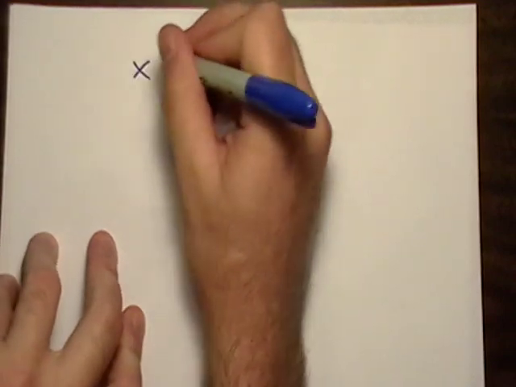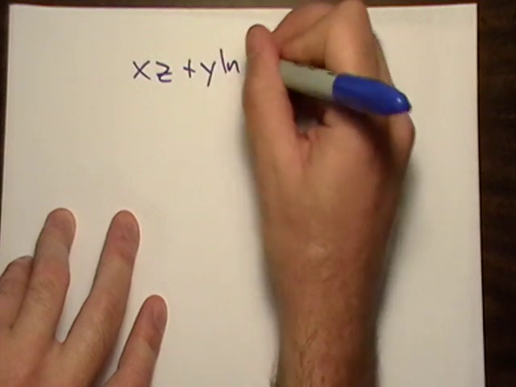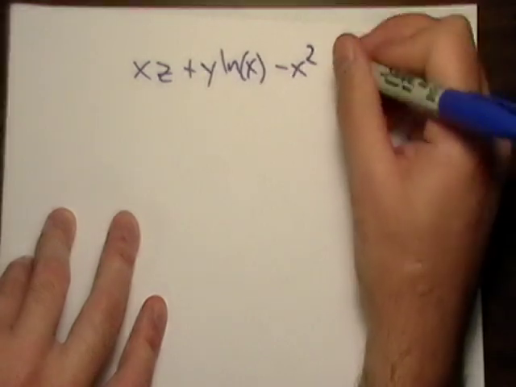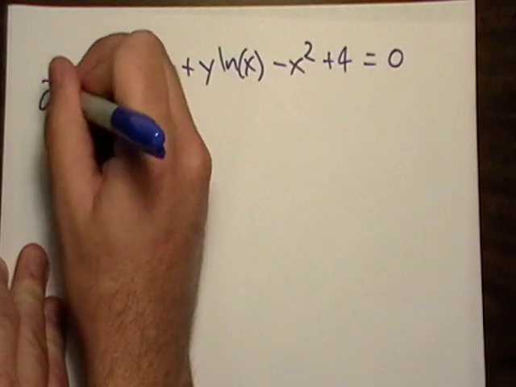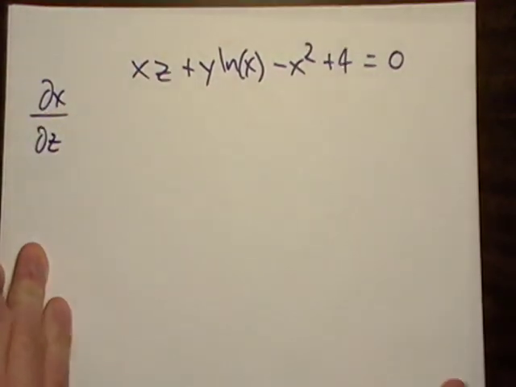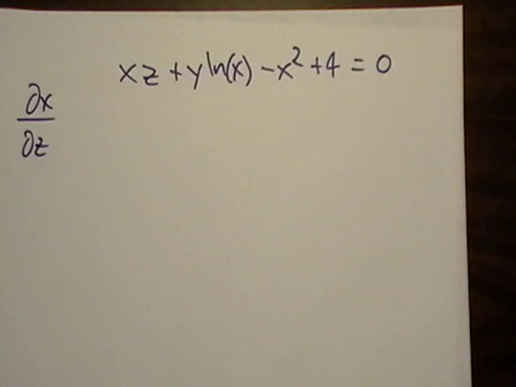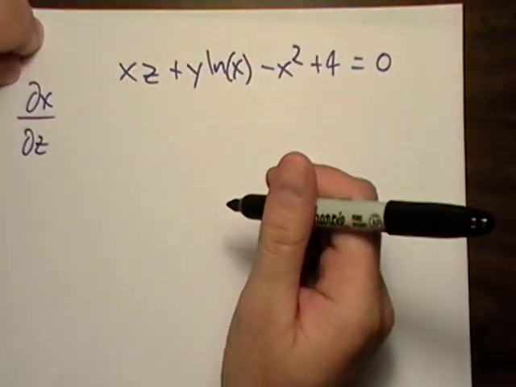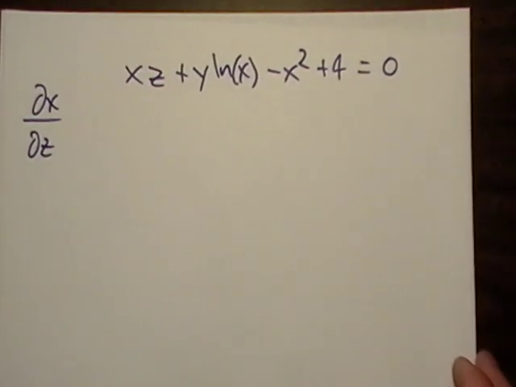So let's try it. Let's go x minus z plus y. Okay, this time they want dx dz. Okay, so let's see here. So partial x with respect to z, that's no problem at all. That's just, actually no. Let's save this for the next video, okay? Because I want to show you something on this one.